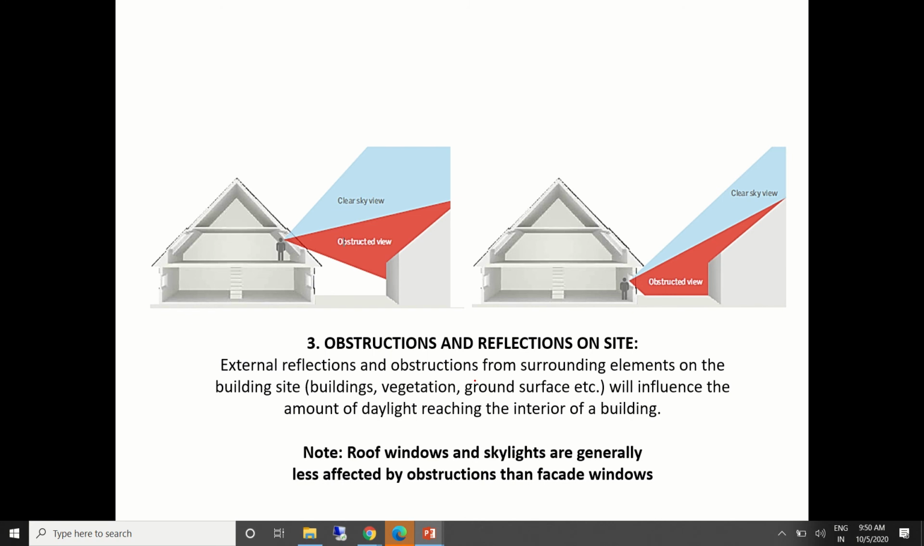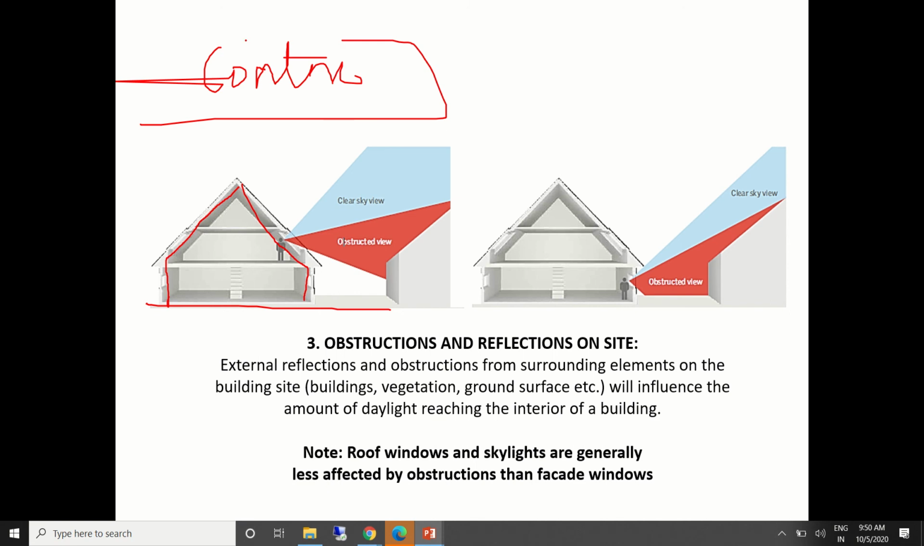The obstructions and reflections that take place in the site. When we talk about buildings, this is not in isolation; it's always in context. That's why I always emphasize we should understand context. You may have designed this building very perfectly, and in simulation you may have achieved the desired daylight conditions here, but if you have forgotten to take the context into picture, these results are meaningless.